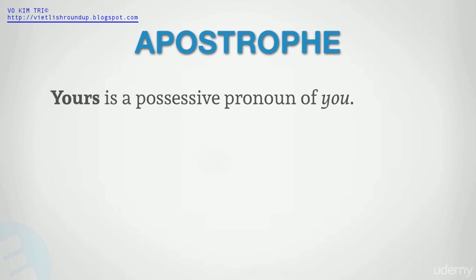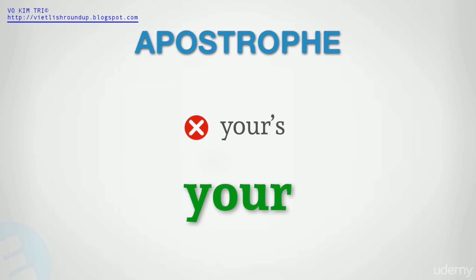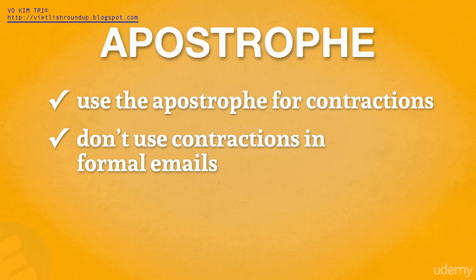Yours is a possessive pronoun of you. It can stand on its own and it refers to a thing that belongs to you. And finally, there is no such word as your's. Yours is already a possessive adjective, so there's no need for the possessive S. So use the apostrophe for contractions, but don't use contractions in formal emails.